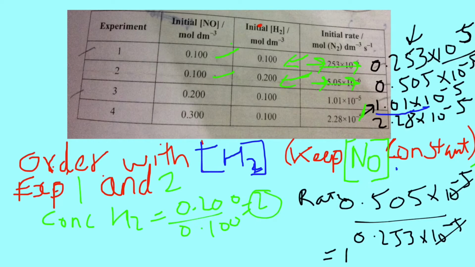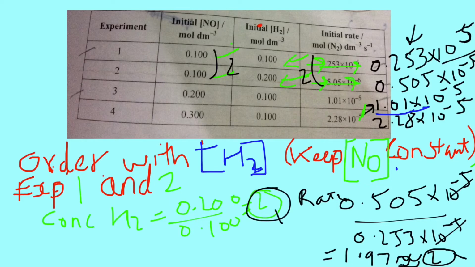So 1.97 means it is equivalent to 2. So you can see it is equivalent to 2. We got the value here as 2. The concentration value was doubled and the rate also got doubled. So we are getting the same. Whenever the same number comes after dividing the concentration and after dividing the rate, it is called a first order reaction.